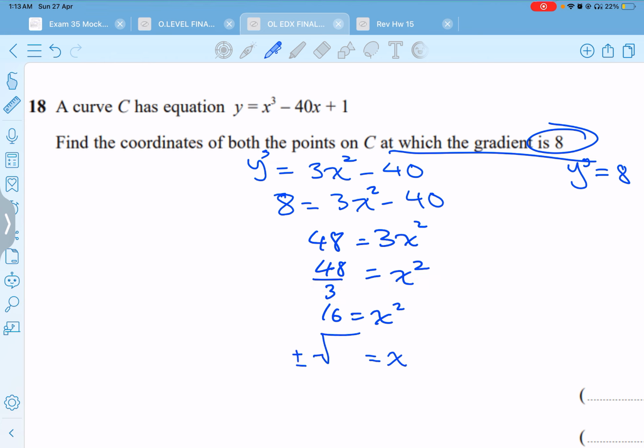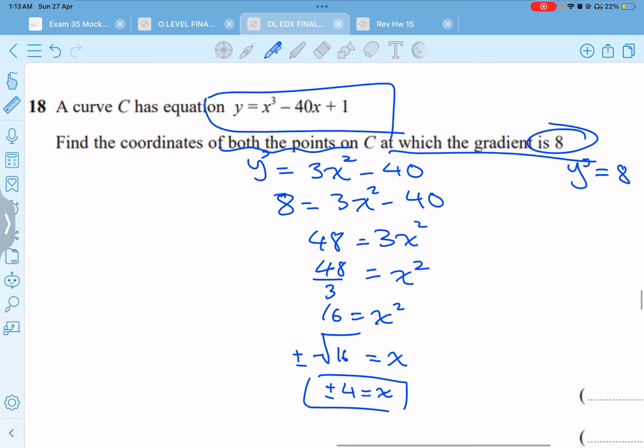16 equals x squared, so x is plus or minus, because I have 2 points and you need plus or minus in a square root or in any even root, like square or 4th or 6th or whatever. So it's going to be root 16, which is plus or minus 4. So x is plus or minus 4. To find the coordinates, you need to replace in the original equation to find the y.